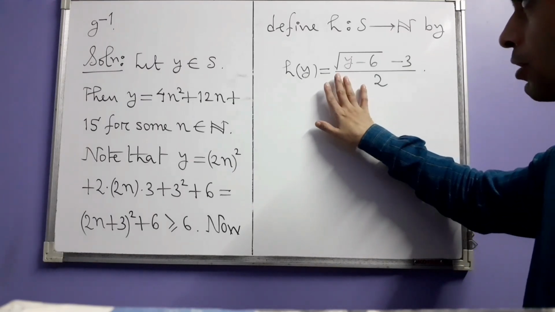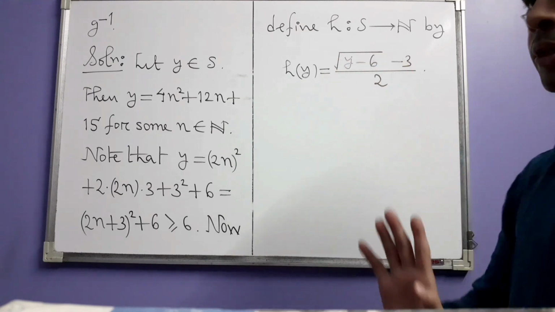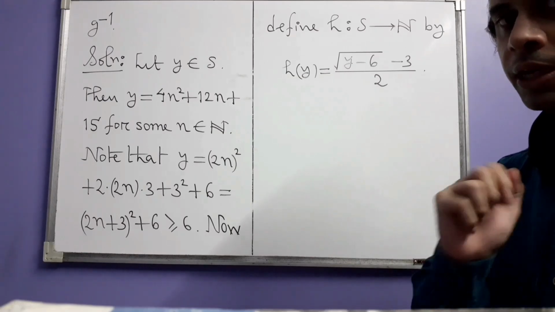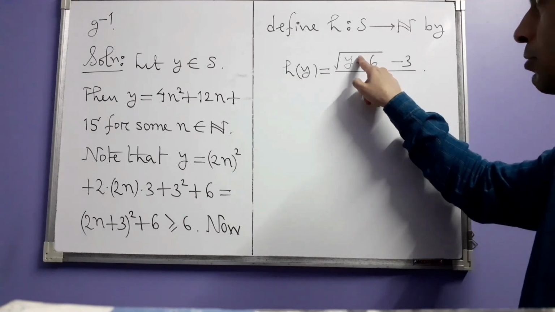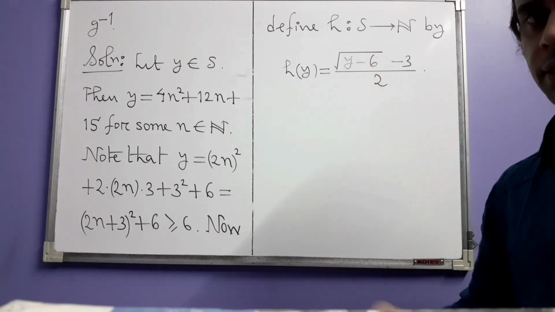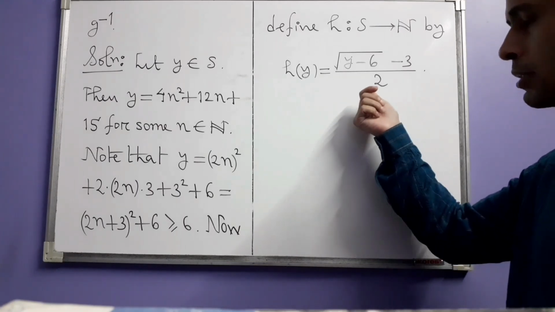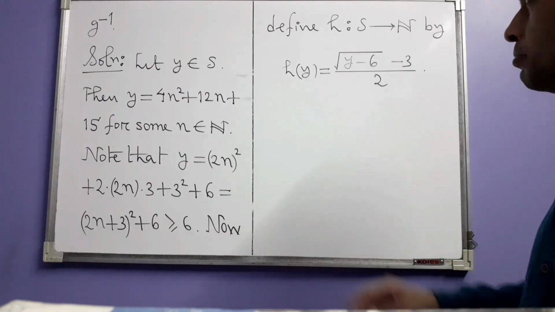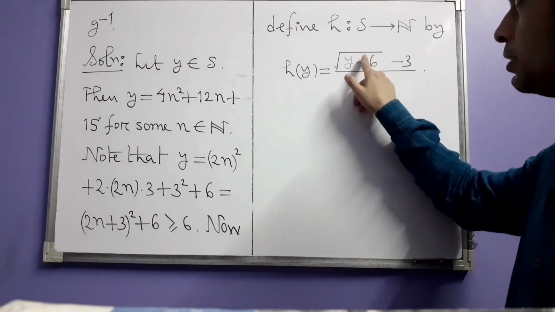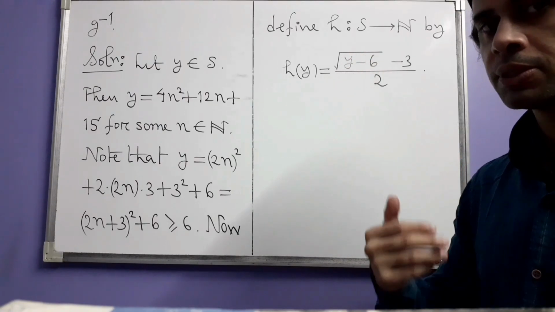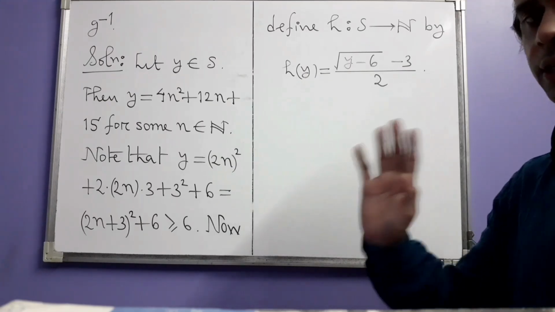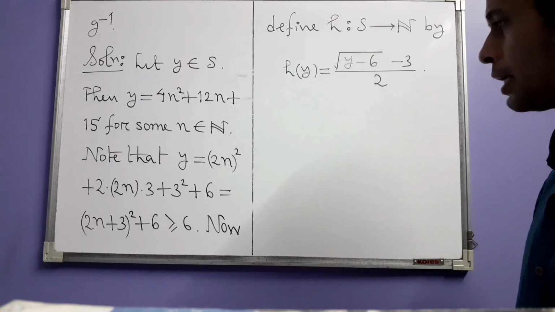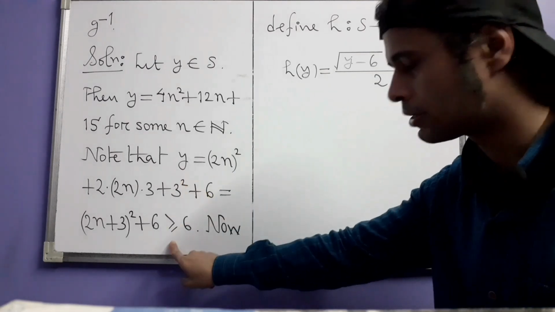Is it first of all okay to write square root of y minus 6? You see that there are two places where you may have problem. You are taking square root and you are dividing by something. Division is not a problem because the number you are dividing by is 2, which is not equal to 0. But you may have a problem here if y minus 6 becomes negative, because then you are not getting a real number. You will get a non-real complex number. But luckily, y is greater than or equal to 6.